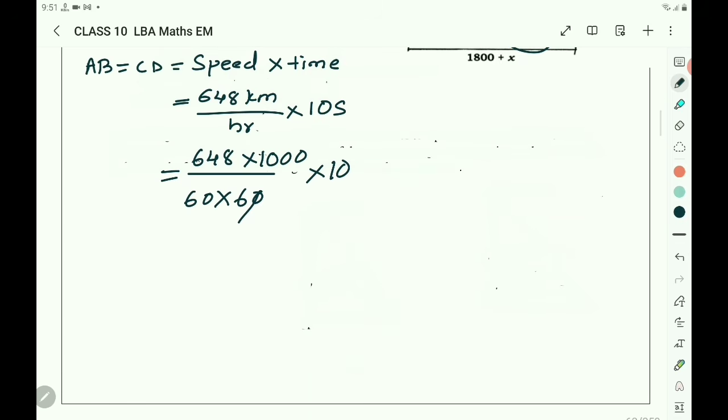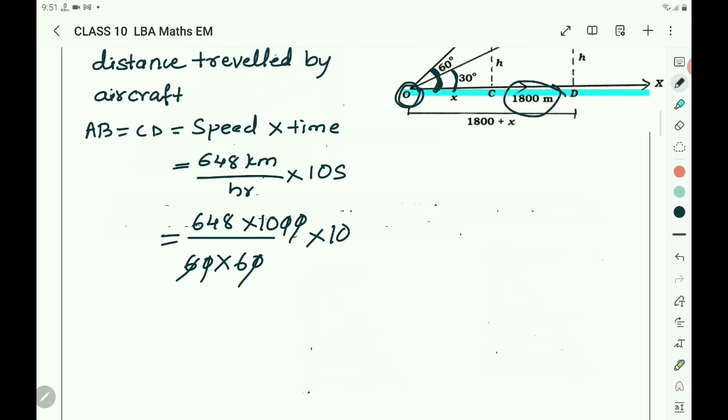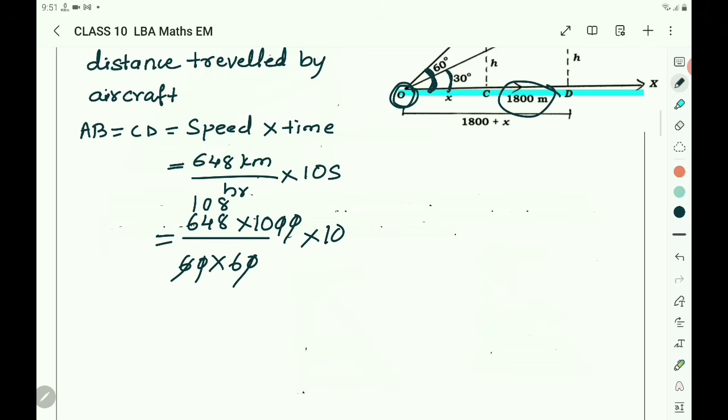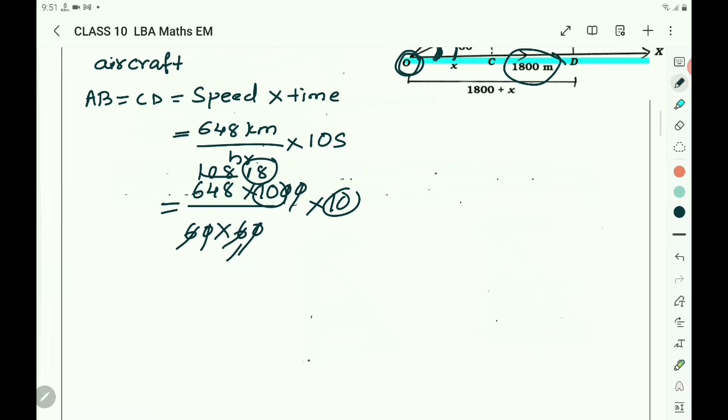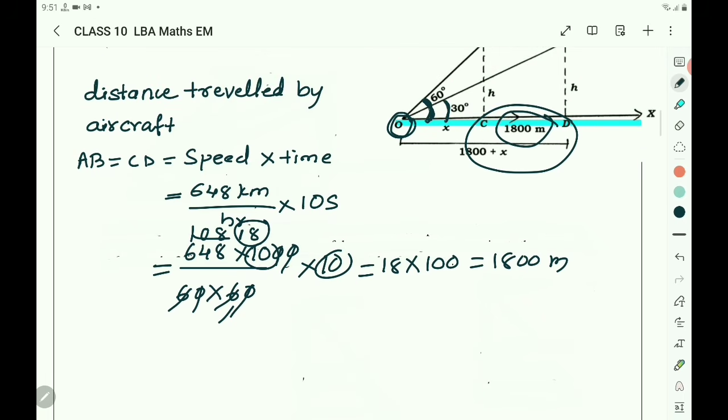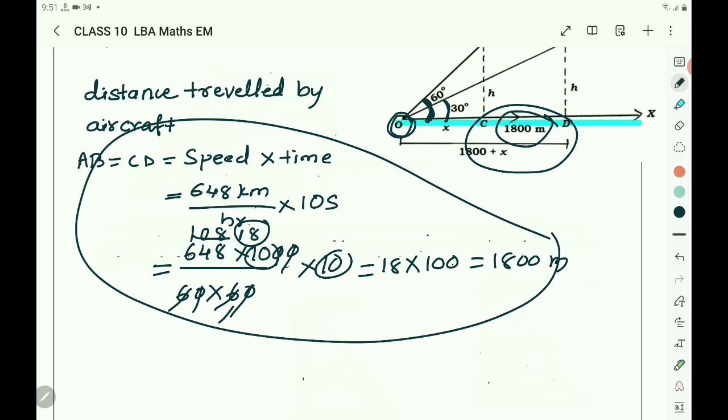Then cancel these 00. 6 1s are 6, 4 is smaller than 0. 6 8s are 48. Again 6 1s are 6, 4 is remaining, 6 8s are 48, so we get 18 into 10 into 10, that is 18 into 100, which is equal to 1800 meter. It is shown in the figure. If it is not shown in the figure, you must find it out, otherwise not necessary.